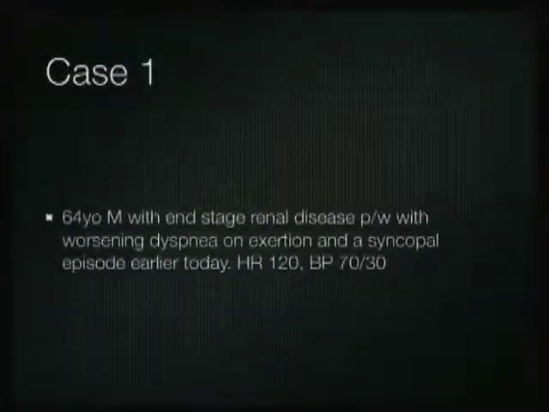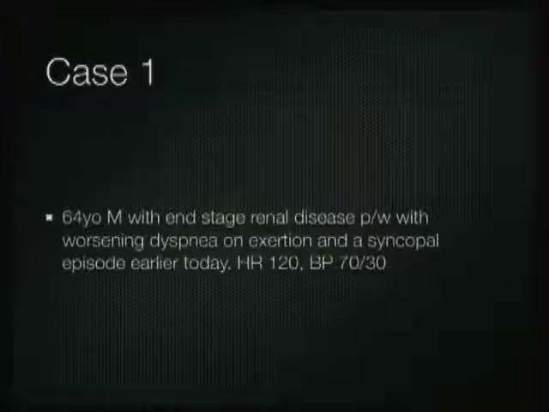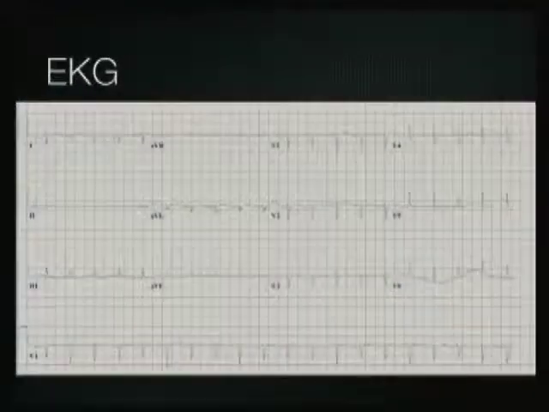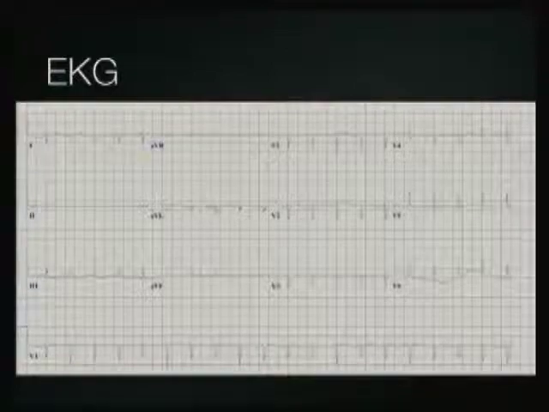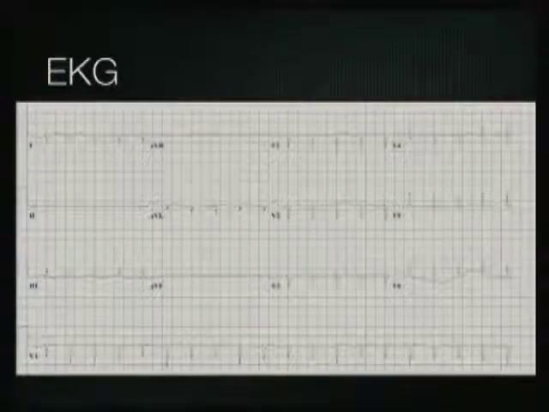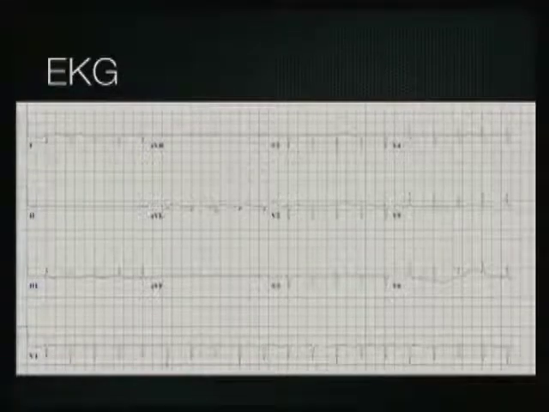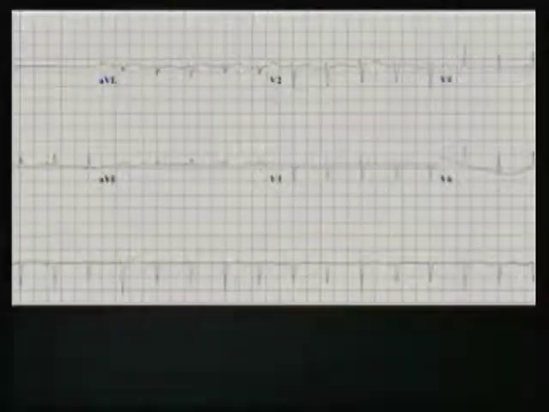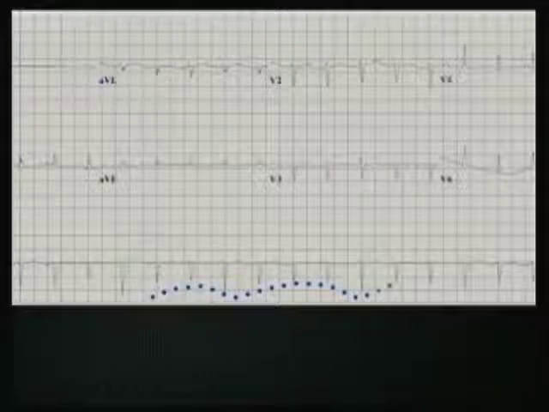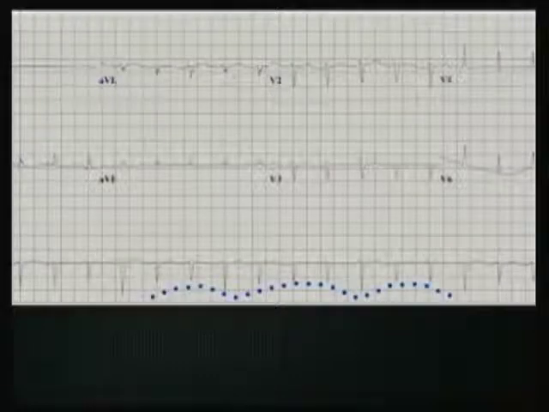So we're going to start pretty simple and kind of work our way up. This first case is a 64-year-old guy with end-stage renal disease who comes in with worsening dyspnea on exertion and a syncopal episode earlier today. He is tachycardic and he's hypotensive. And you get an EKG on the patient, and on initial glance it doesn't seem to be too diagnostic, except when you look down at the rhythm strip you see this kind of undulating pattern that we call electrical alternans.